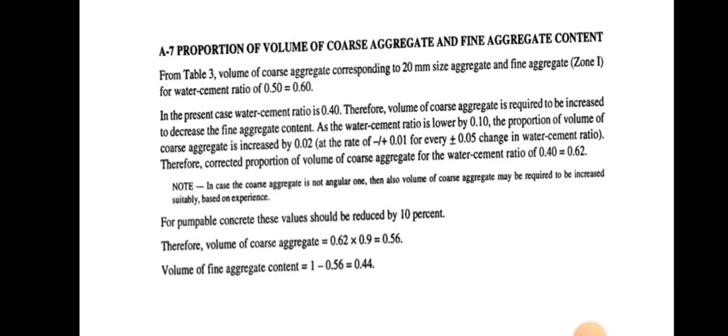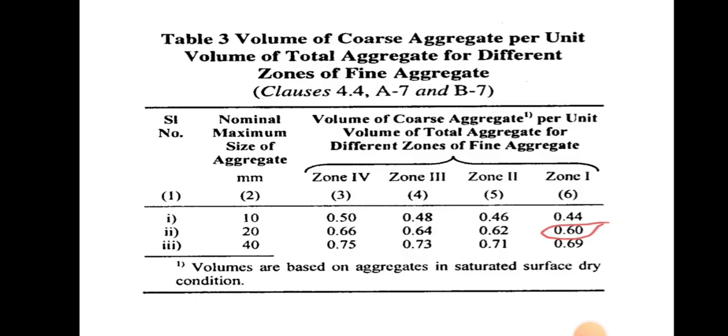Note: in case the coarse aggregate is not angular one, then also volume of coarse aggregate may be required to be increased suitably based on experience. For pumpable concrete, these values should be reduced by 10%. Therefore, volume of coarse aggregate is equal to 0.62 into 0.9, which is equal to 0.56. Volume of fine aggregate content is equal to 1 minus 0.56, which is equal to 0.44.